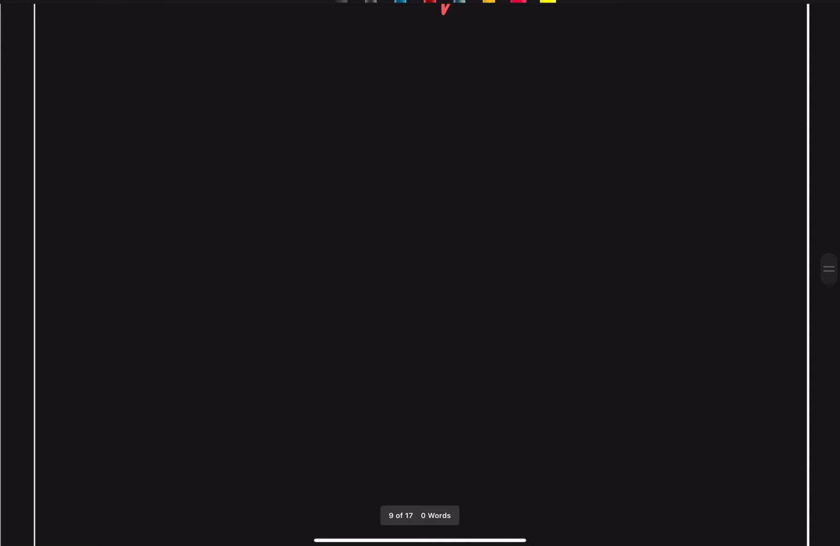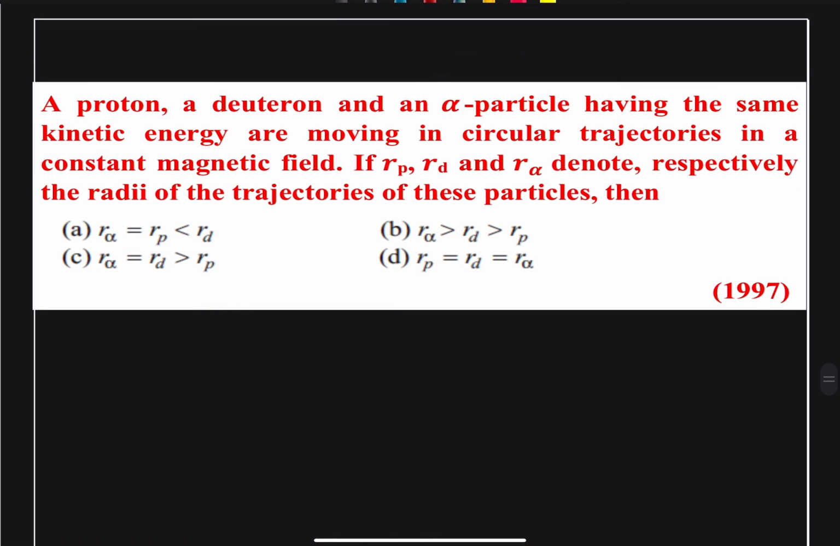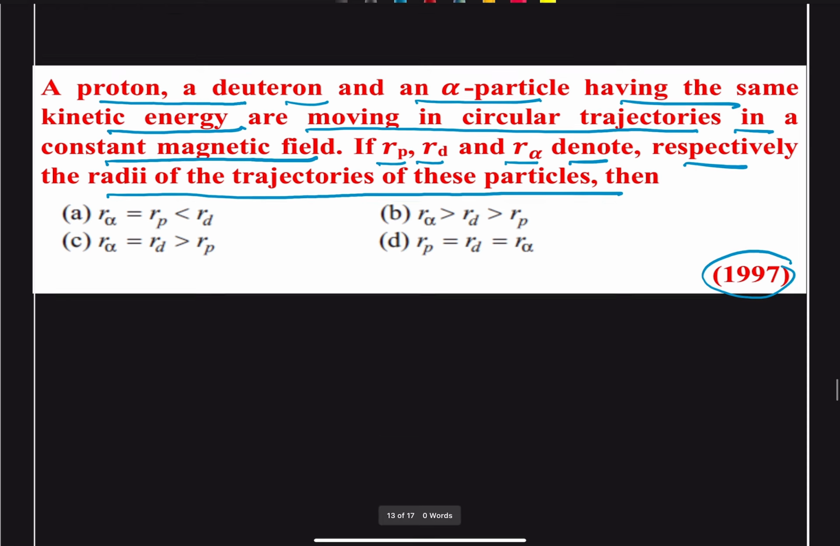And finally we come to our next question. It was asked in the year 1997: a proton, a deuteron and an alpha particle having the same kinetic energy are moving in circular trajectories in a constant magnetic field. If Rp, Rd and R alpha denote respectively the radii of the trajectories of these particles, then we have to find out which of these options A, B, C, D is the correct one.